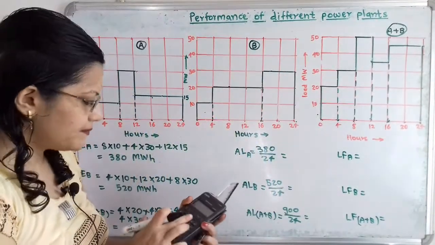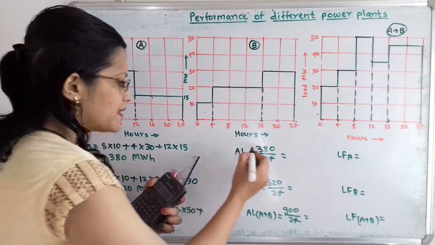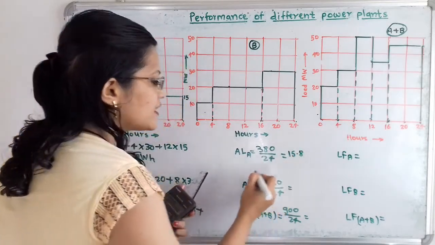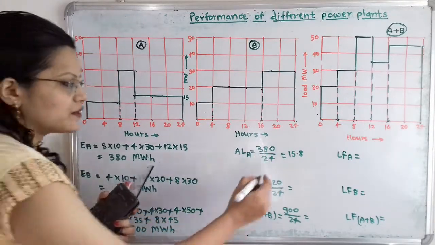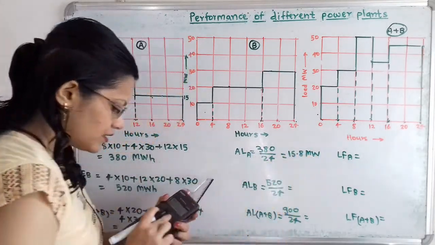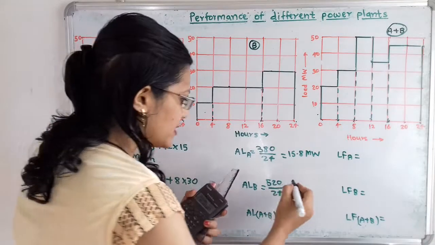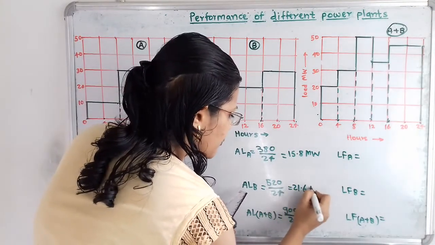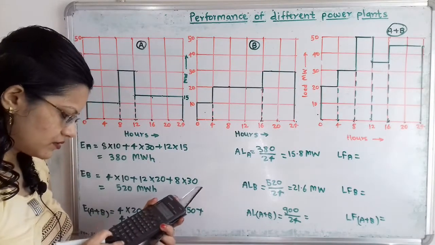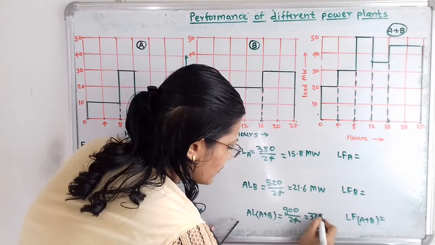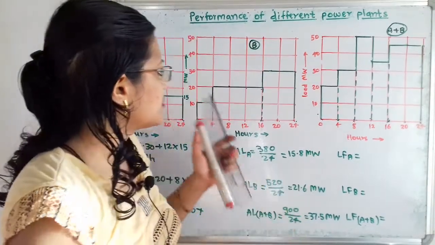Now we will calculate this and we will show the average load. So 380 divided by 24, that is 15.8. So what is the unit here? This hour is getting cancelled because in the denominator there is hour. So 15.8 megawatt. Now in the same way 520 divided by 24, that is 21.66, so 21.6 megawatt, and 900 divided by 24 is 37.5 megawatt.